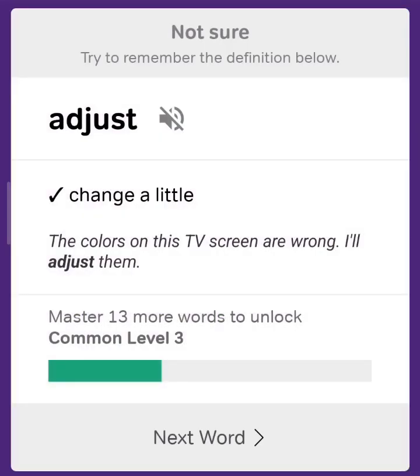Adjust. Change a little. The colors on this TV screen are wrong. I will adjust them.